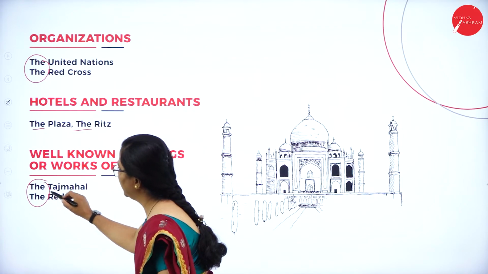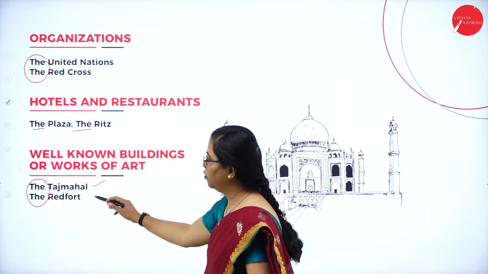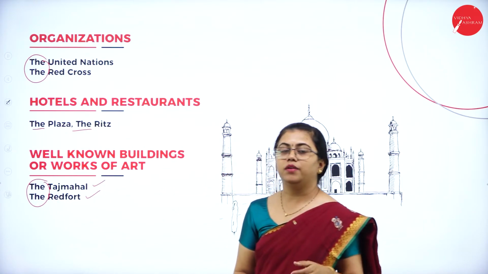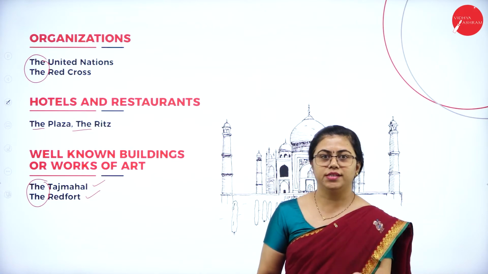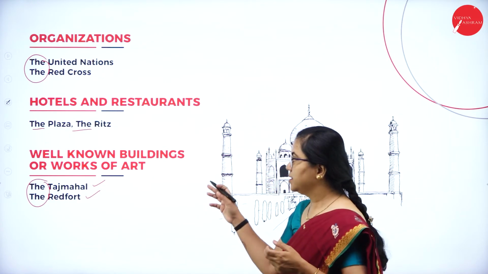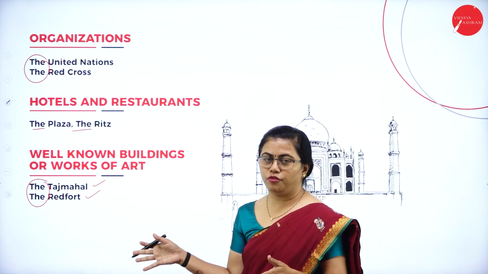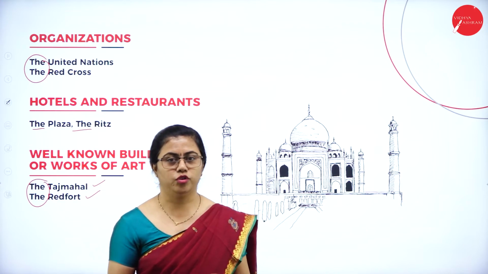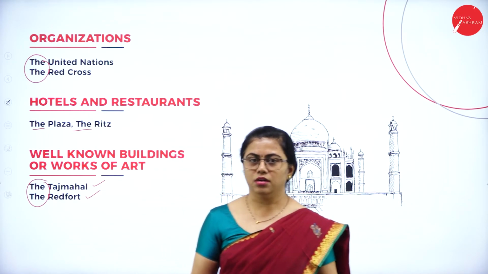So you feel it is unique, right? Taj Mahal is only one. Red Fort also, it is only one. So that way, the Juma Masjid, the Lotus Temple. All these are unique places. So they are all unique, well-known buildings or works of art. There, you have to use the definite article the.